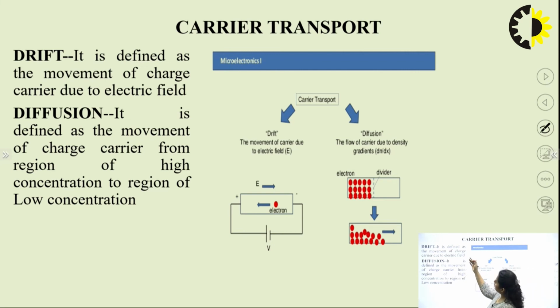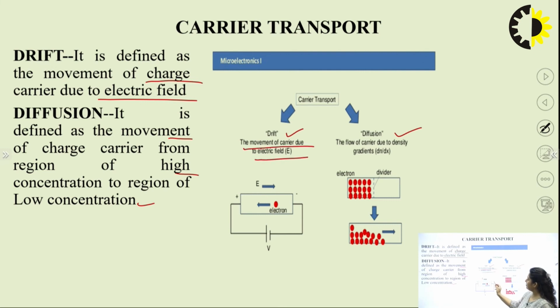So we have two types of carrier transport, drift and diffusion. Drift is defined as the movement of the charge carriers due to the electric field. So if there is a movement of charge carriers due to the electric field, it is called drift current. And the movement of charge carriers from a high concentration region to a low concentration region is called diffusion. With a diagram, I am going to show you how the carrier transport equations arise. So carrier transport is drift and diffusion. Drift is the movement of carriers due to the electric field.